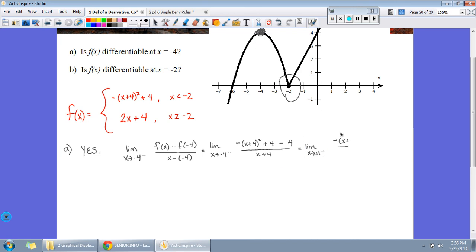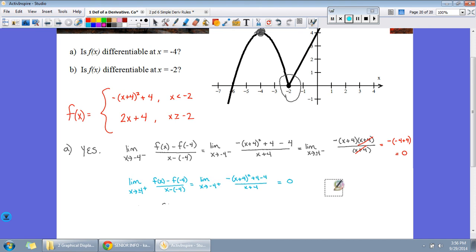So you can expand that square and cancel your like factors. So the slope as x approaches negative 4 from the left is 0. Similarly, x approaching negative 4 from the right, same definition, same equation, is also going to be 0. Therefore, the limit as x approaches negative 4 of the derivative exists, and g prime of negative 4 is 0.